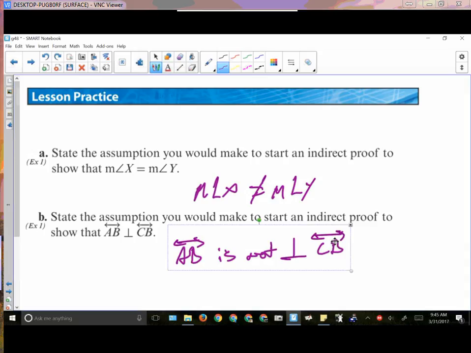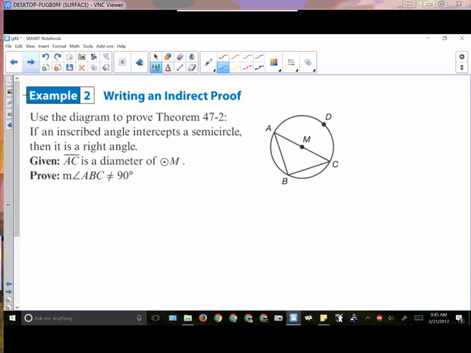So, let's try this. I want to use the diagram here to prove that theorem 74.2, if an inscribed angle intercepts a semicircle, then it's a right angle. So we are told that AC is the diameter of M. If I cut a circle into half, what does that mean this is in degrees for going around it? So that's 180 degrees.